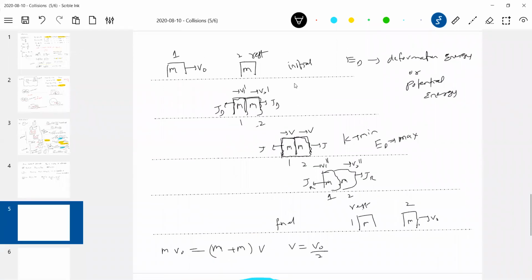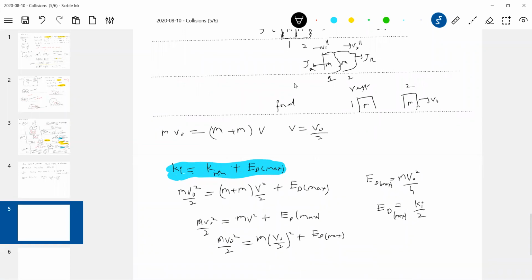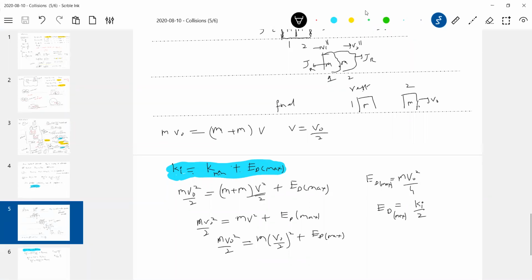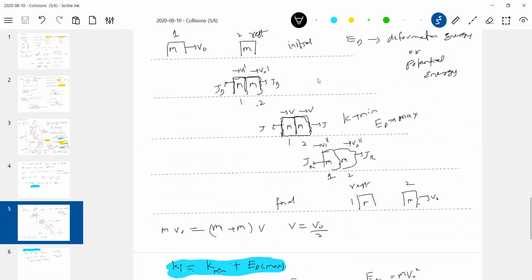Sir, at this particular point, you missed a half over there. Okay, I'll check the calculation once. So this should be half m v square, half (m plus m). The mass of the system is m plus m, no? 2m v square by 2. Okay, sir, I made a mistake. Fine. So this is the maximum deformation energy or minimum kinetic energy. How much will it be? Half of the initial. Or the maximum deformation energy will be this much.